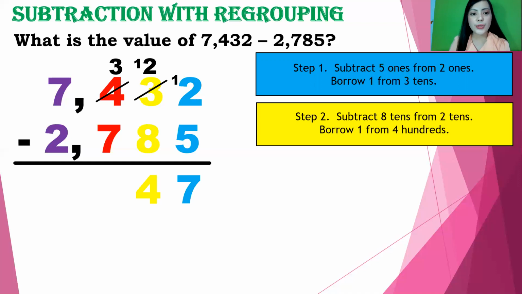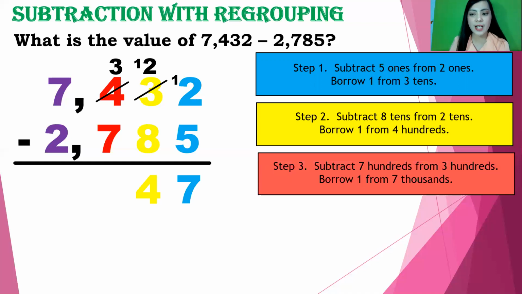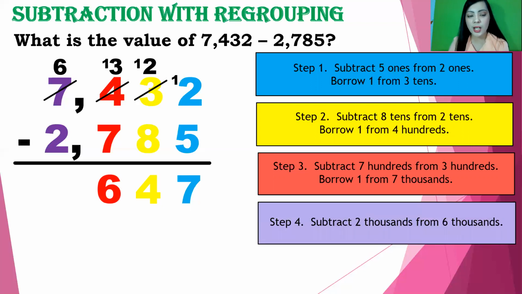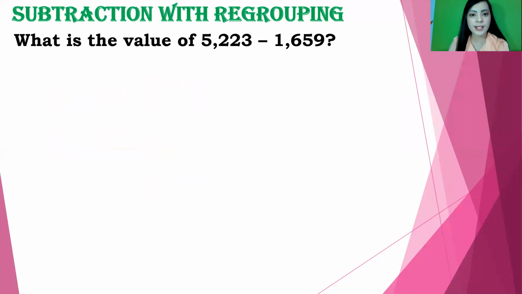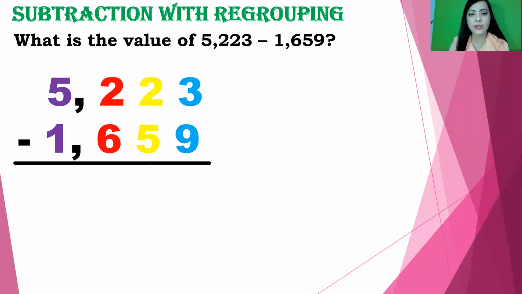And then, go to the hundreds place. 700s from 300, you subtract. Can you minus 3 minus 7? No. So you borrow from the 7,000s. 3 becomes 13 and 7 becomes 6. All right? So 13 minus 7 is equal to 6. Then 6 minus 2, go to the thousands place. 6 minus 2 is equal to 4. So the answer is 4,647.